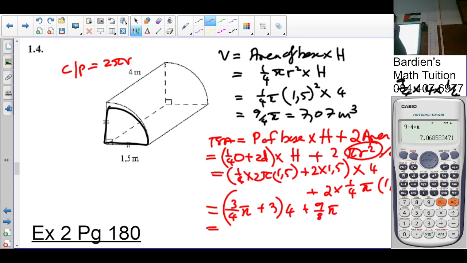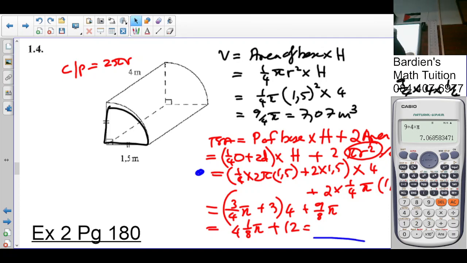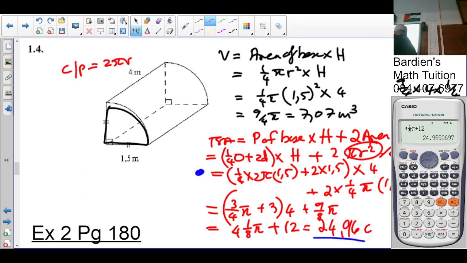To multiply this out, I'll get 3 pi plus 9/8 pi. 3 pi plus 9/8 pi is going to be 4 and 1/8 pi, I think, plus 12. Again, people, you could have put this whole thing from that point in the calculator. You see if I'm right? So it's 4, there's a mixed fraction, don't forget. You want to press the shift button. Pi plus 12. You get 24,96, is that correct? 24,96 meters squared.